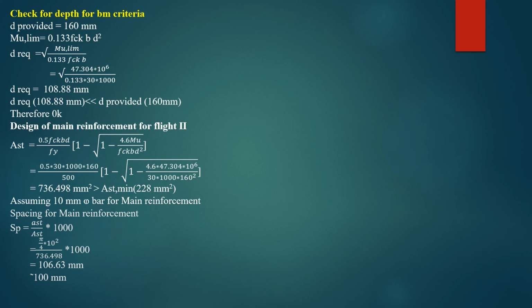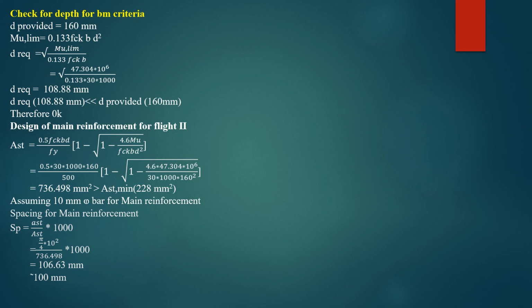For the AST formula, AST is given as 0.5 fck b d upon fy, times 1 minus under root of 1 minus 4.6 Mu upon fck b d square. So we just put all the values. We got the AST value as 736.498 mm square. So AST minimum is 228 mm square, and which is greater, therefore it is okay.